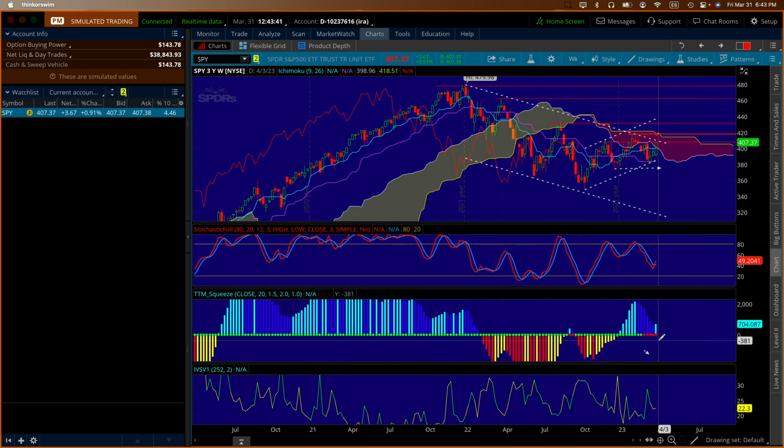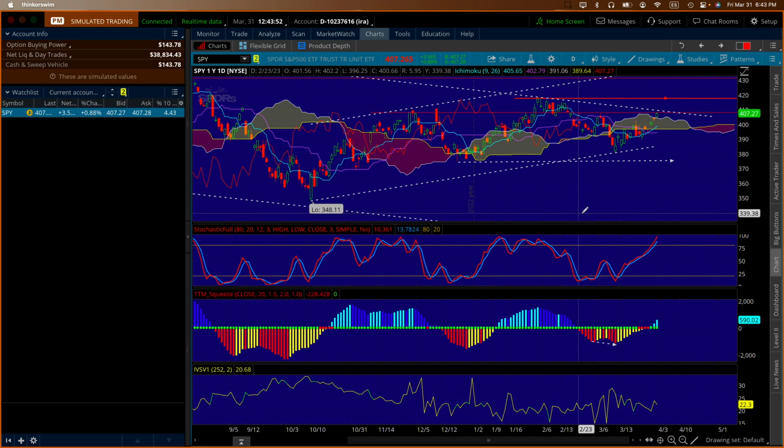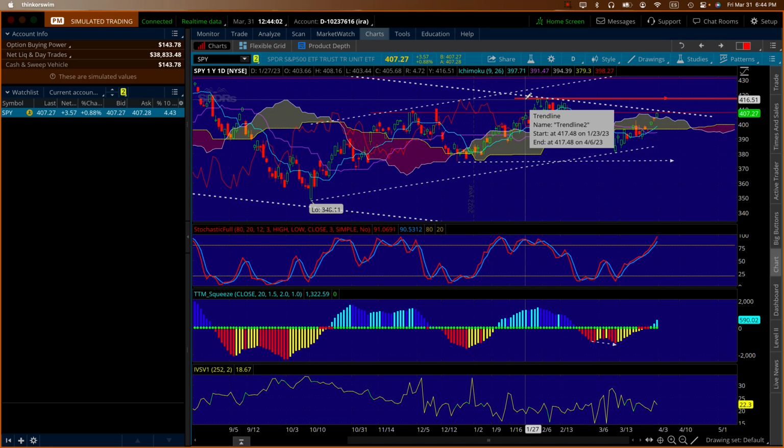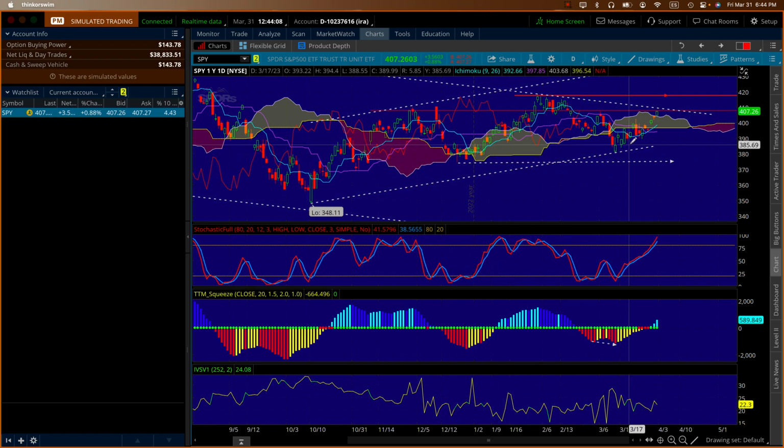The stochastics and the TTM squeeze, this is a weekly chart. Let's change it to the daily chart to evaluate those. Yeah, look at that. That's a very strong stochastics. It seems like it's going to cross that line and then go to a new high here. I think that's pretty doable if it does cross this downtrend line.